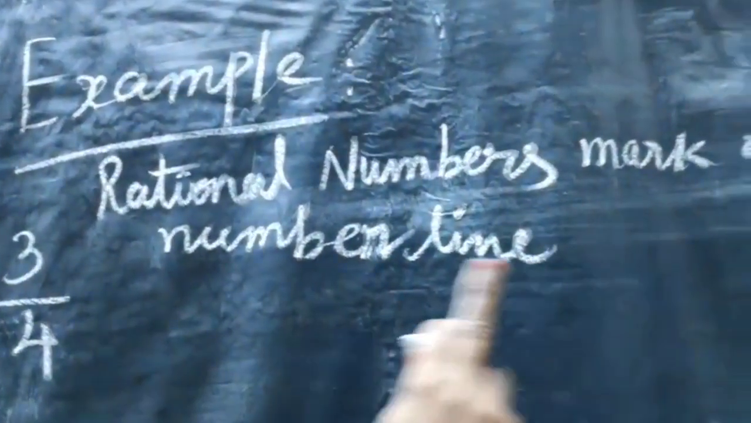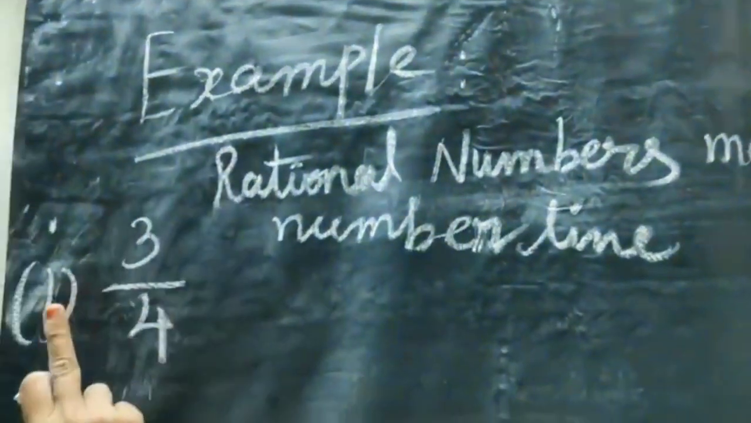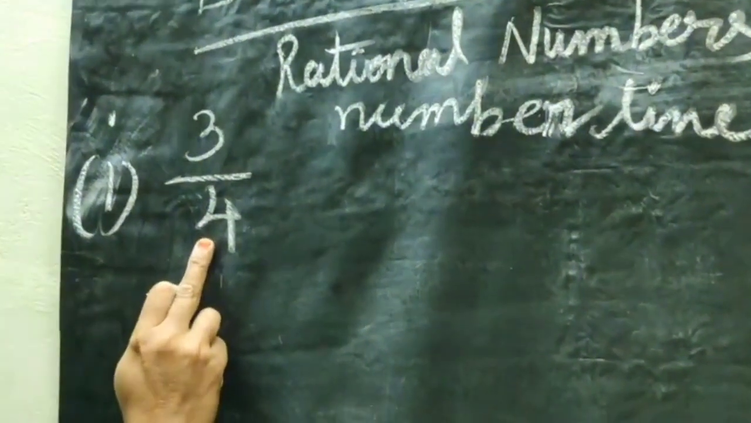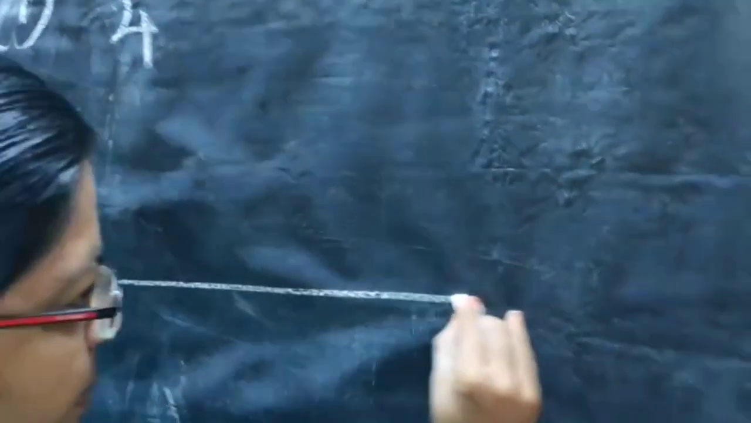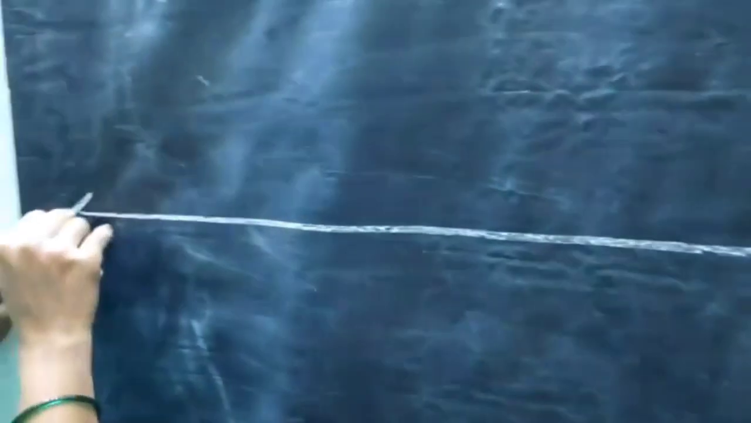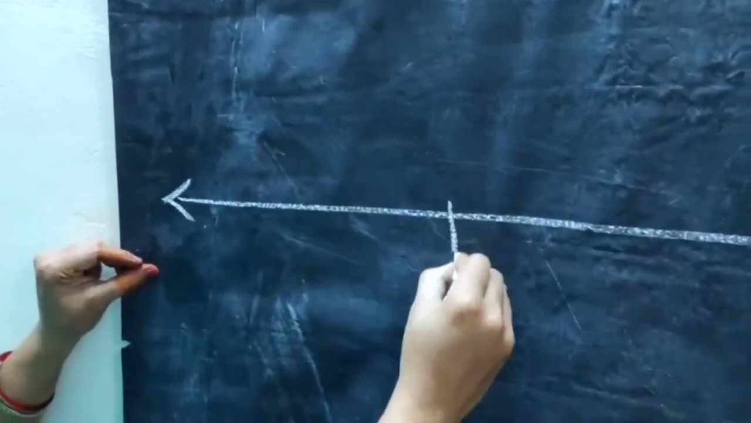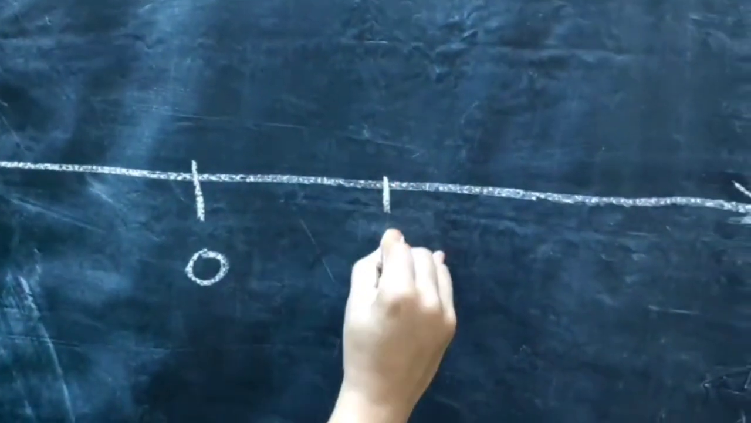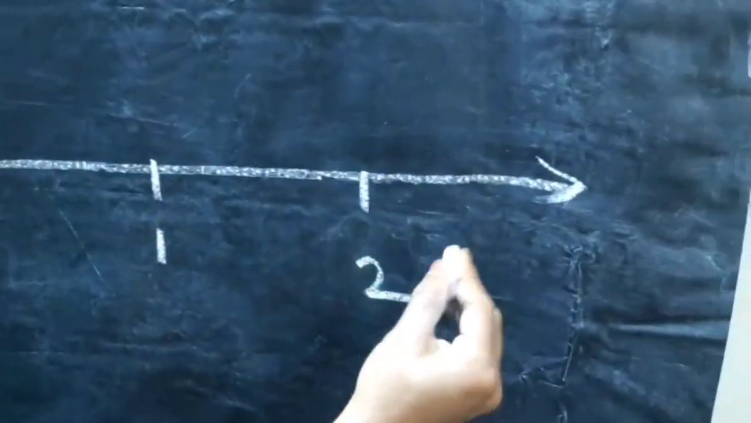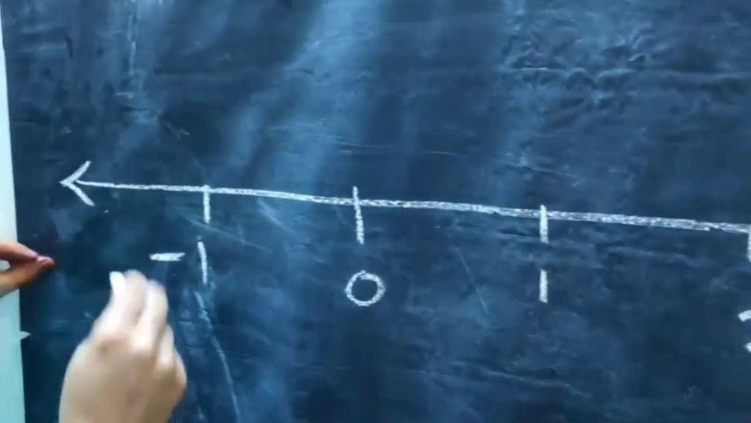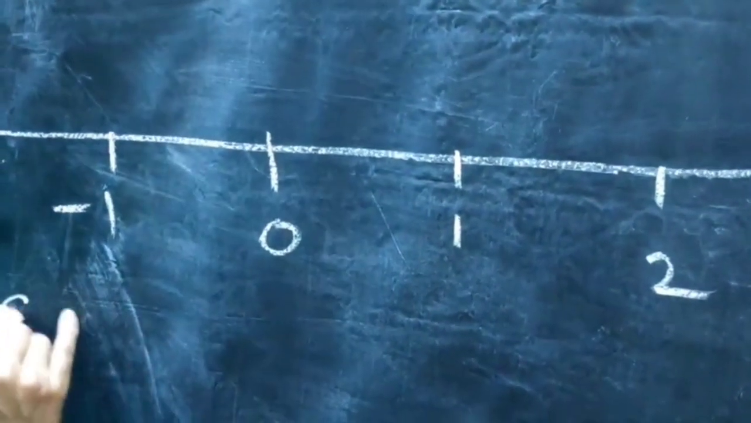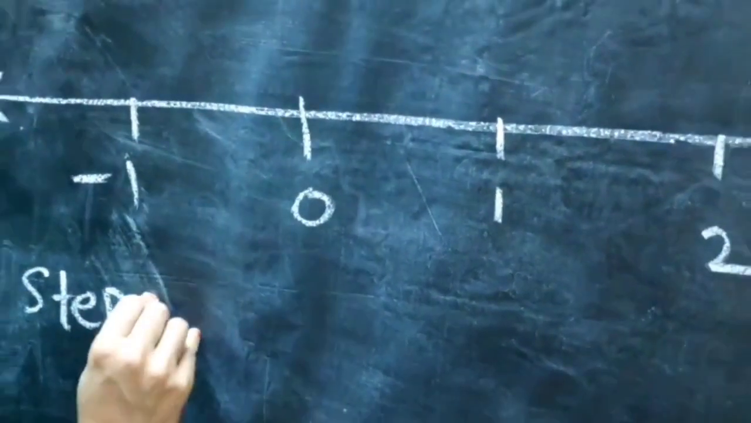Rational numbers, marking on a number line. Example, first sum. First I take the positive rational number 3 by 4. How do we mark it on a number line? Draw a line. What kind of integer is this? A positive integer must be on the right side only. So write 0, 1, 2. Next, here write minus 1. What kind of number is 3 by 4? A positive rational number.